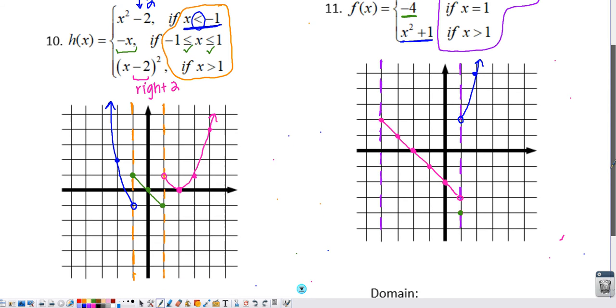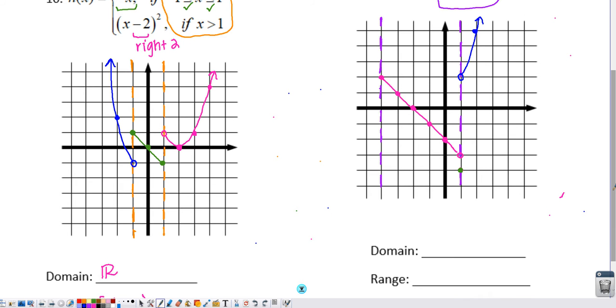Okay? For domain and range. So domain, it stops at -4 and then continues on forever because we keep going to the right. So it's going to be x is greater than or equal to -4. And our range is going to be a little bit odd. So we'll call it y equals -4. And then y is greater than -3. It's an open circle, so not or equal to. Okay?